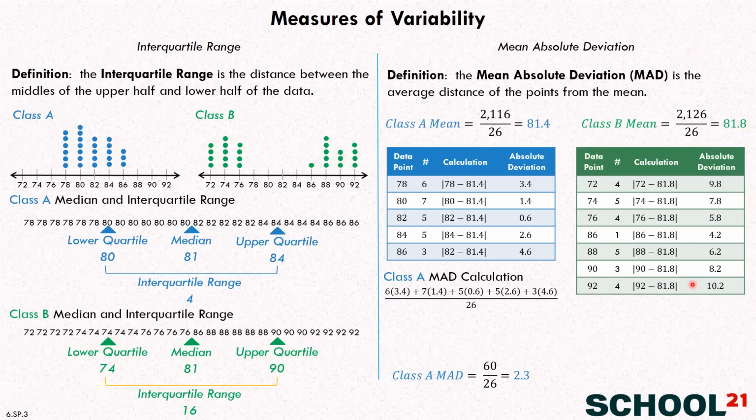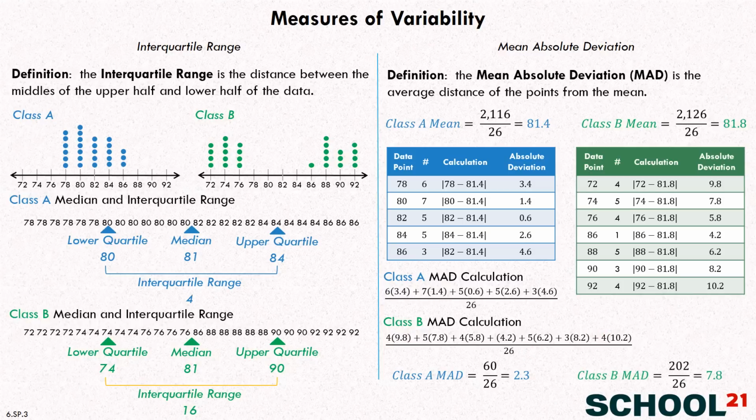through the table here. Then you do the similar calculation for Class B MAD. So you go ahead and say those 4 students times 9.8 is the first term here, plus 5 students times 7.8, et cetera, through here. Divide by the total number of students in Class B, and that's also 26, same as Class A. We'll go ahead and finish the calculation here, and we see that the Class B MAD was 202. If you add up all this in the numerator here, it's 202 divided by 26, and that's 7.8.